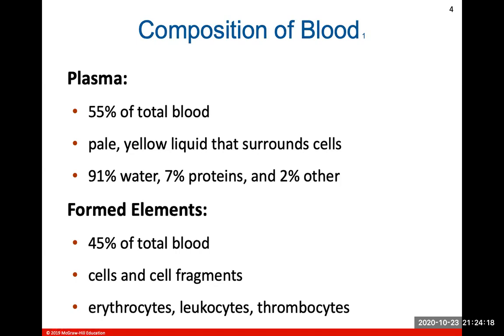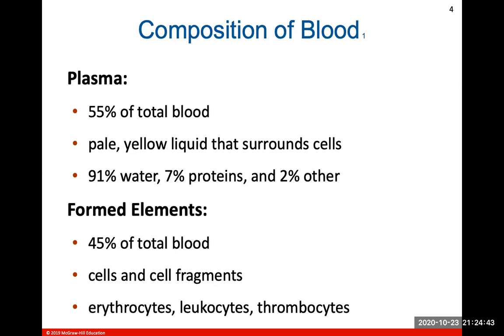So, what is blood composed of? It's composed of plasma, which makes up about 55% of total blood. This is a pale yellow liquid that surrounds all of the cells. Plasma is mostly water with a little bit of proteins and other electrolytes. And then the formed elements of blood are all of the cells and cell fragments. And the formed elements make up about 45% of the total blood.